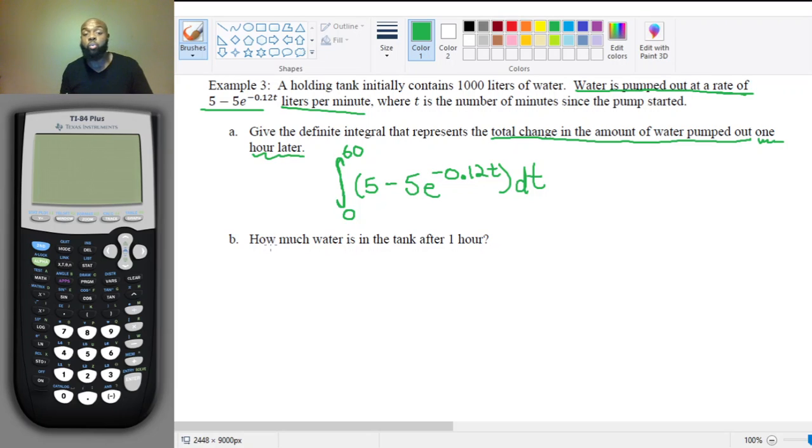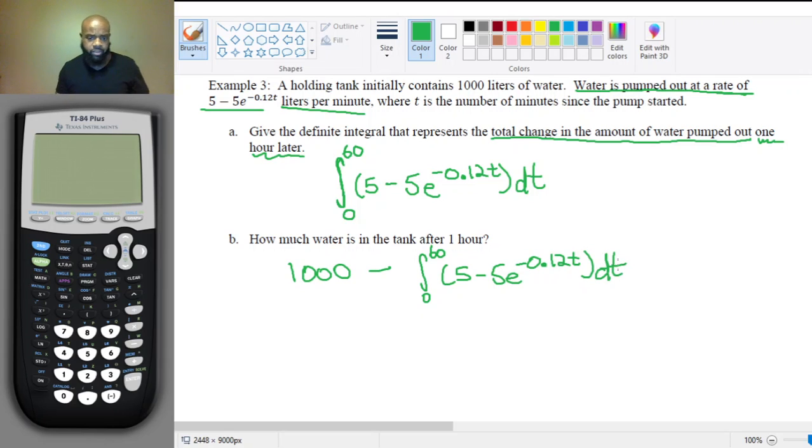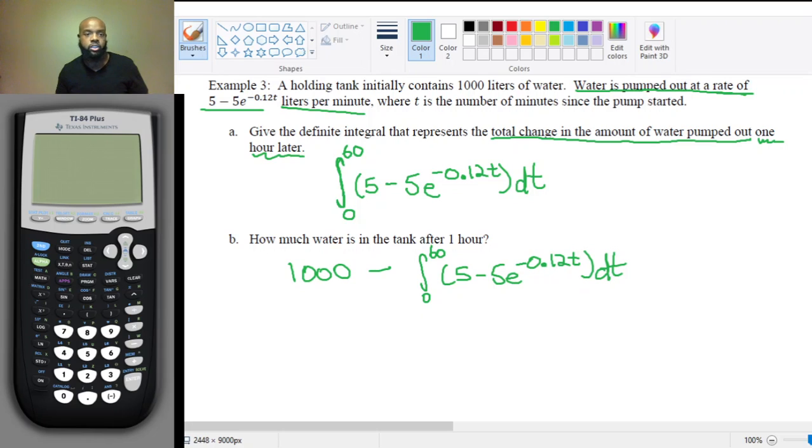Part B says how much water is in the tank after 1 hour. Now, for us to figure this out, all we have to do is figure out that integral. Well, this integral tells us how much is being pumped out. We know we're starting with 1,000. So if I start with 1,000, I need to subtract from that the amount that has been pumped out after 1 hour. And just for fun, once again, we can put this in our calculator, and it's going to tell us what our answer is going to be.